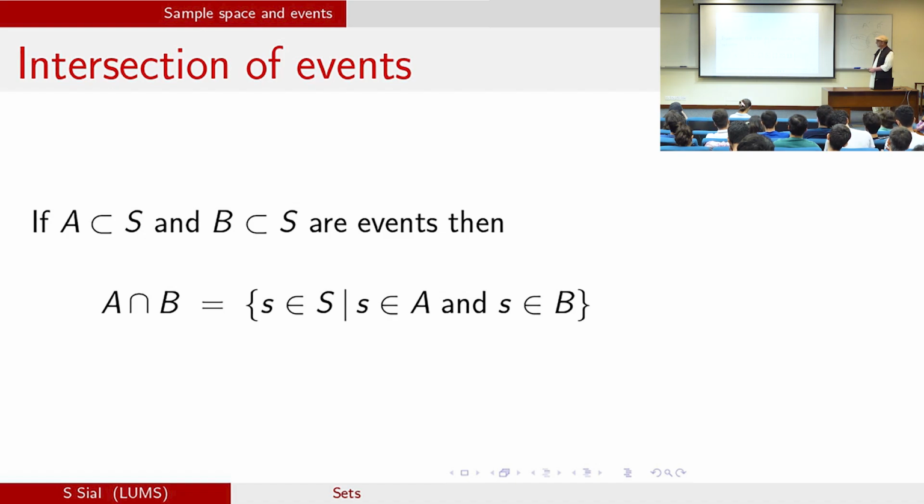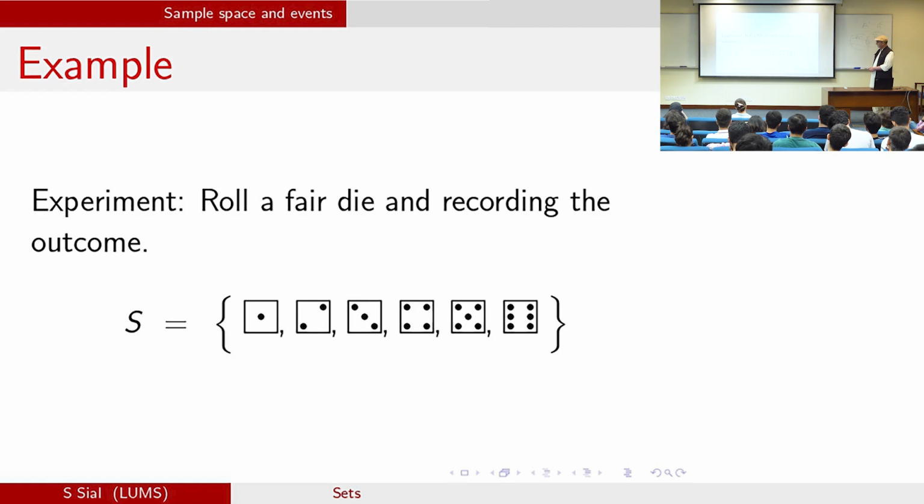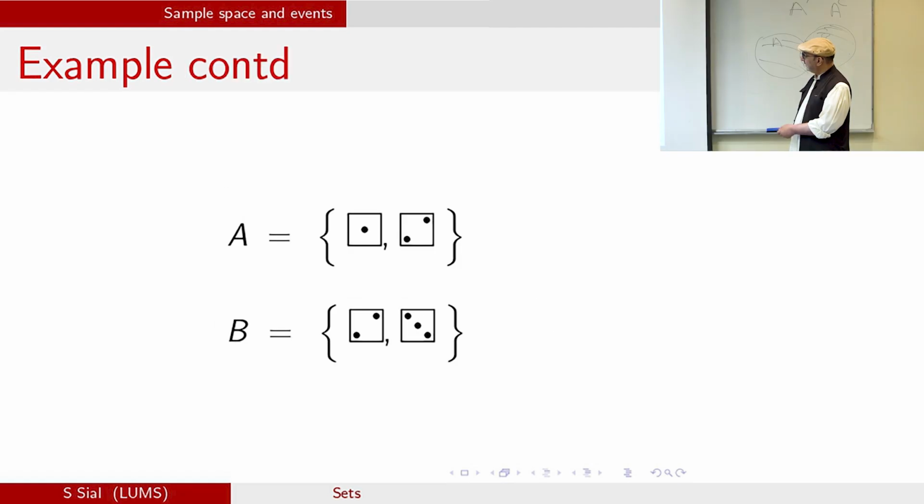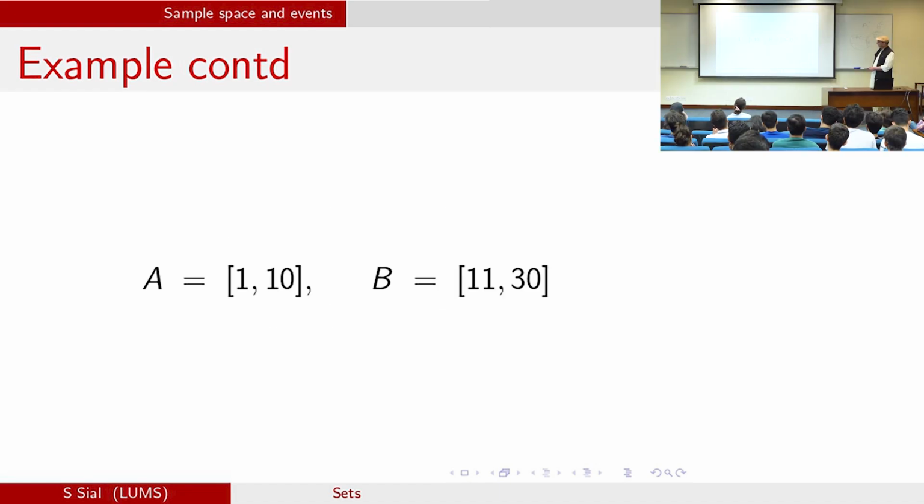Intersections, well, we already discussed intersections. In our particular case, in the rolling the die example, this was our A, and this was our B. So a new event, A union B is what? Rolling a 1, a 2, or a 3. What's the intersection? Rolling a 2. What if we had, in the electronic device example, A is the interval from 1 to 10, B is the interval from 11 till 30. What's the intersection? Null set.